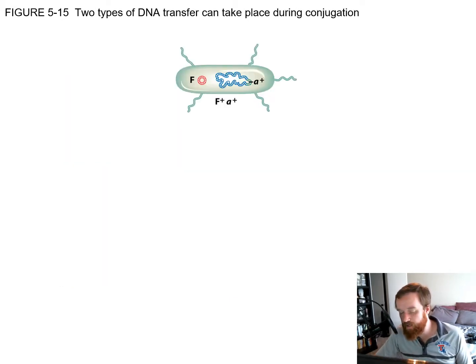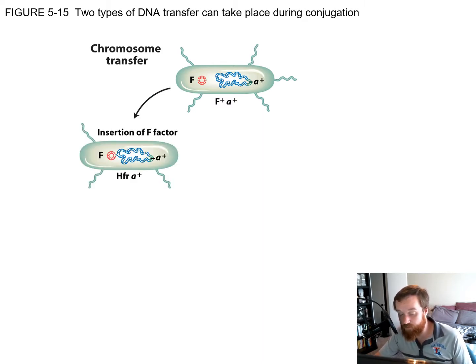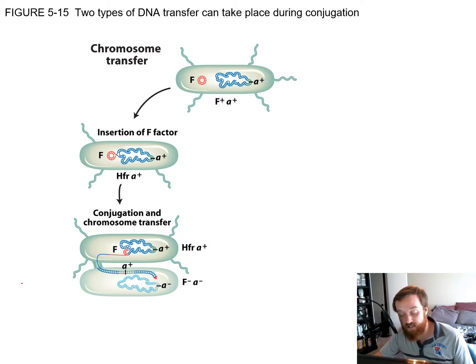So just to recap conjugation here, remember we looked at the second or third slide that we're talking about the 4 different types of DNA transfer. 2 of them were conjugation. So to recap, we can have chromosome transfer, which is where that F factor was integrated into the host chromosome of that bacteria to make it an HFR cell, HFR standing for high frequency of recombination. That HFR will then conjugate with an F minus individual, and it will transfer not only the F factor, but also some of the chromosomal DNA.